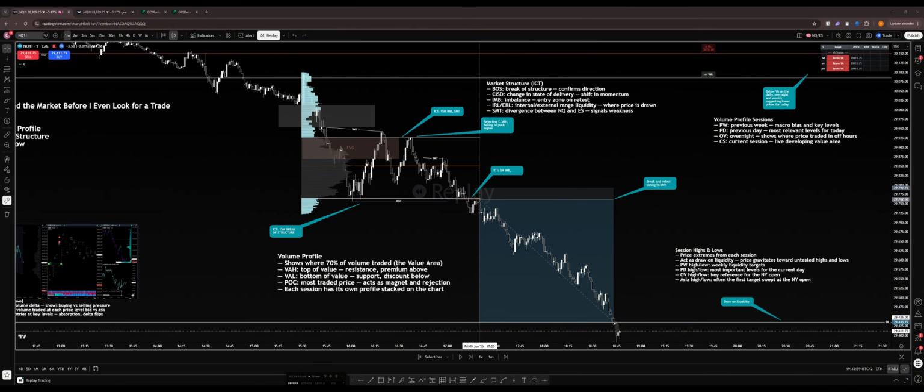GEX tells me the bias, volume profile tells me the levels, ICT gives me the structure, Orderflow confirms the entry, and the session tells me how to play it. By the time I sit down at the open, I already know what I'm looking for, and then I just wait for it to play out. That's what this video is going to be about.